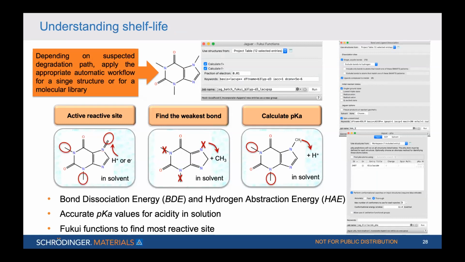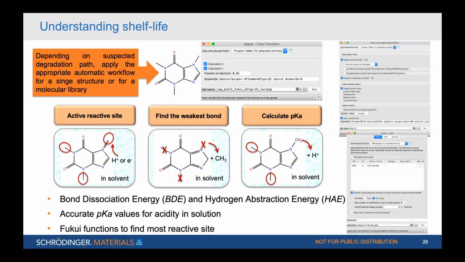If I have the API molecule and I want to understand the most reactive site in it, that can be understood using Fukui functions. We can say where the electrophile is going to attack in this molecule, where the nucleophile is going to attack, and then find the weakest bond in the molecule. That can be done using the bond and ligand dissociation panel. With this panel, we were able to find out the weakest hydrogen as well as the weakest bond in the molecule, so that the bond can be broken into pieces.